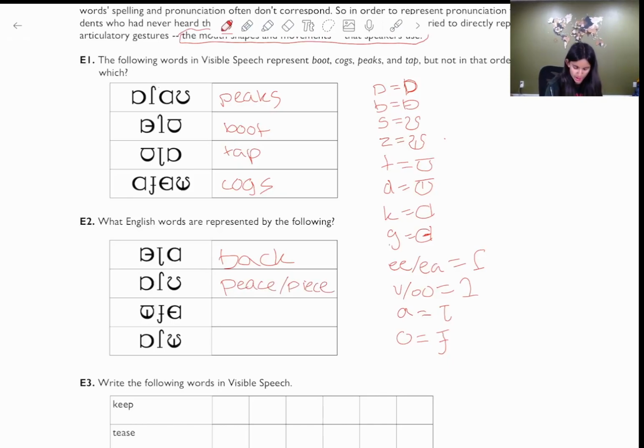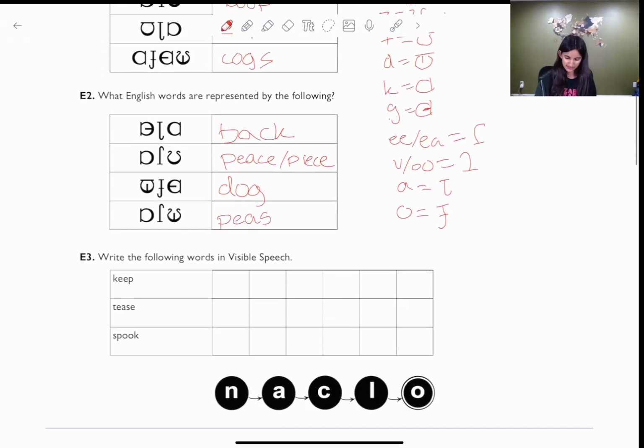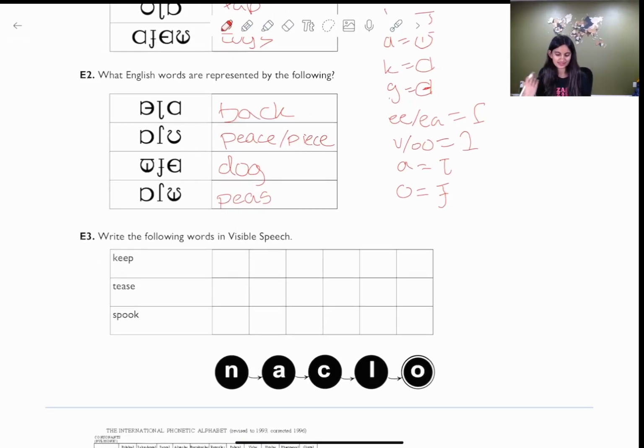We're not exactly sure. And then the next one, we have the sound D in the beginning. And after that, we have an O. And then after that, we have a G, dog. And the next one, we start with a P. Next, we have an E sound. And we have a Z. So peas, not peace. We have peas, which is like this. No, it doesn't have a Z at the end. It has the sound Z.